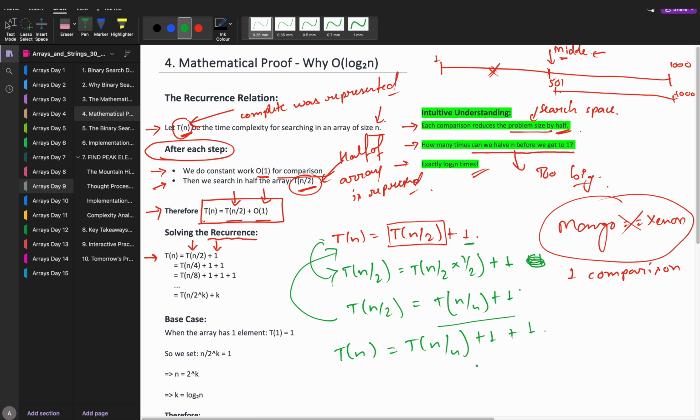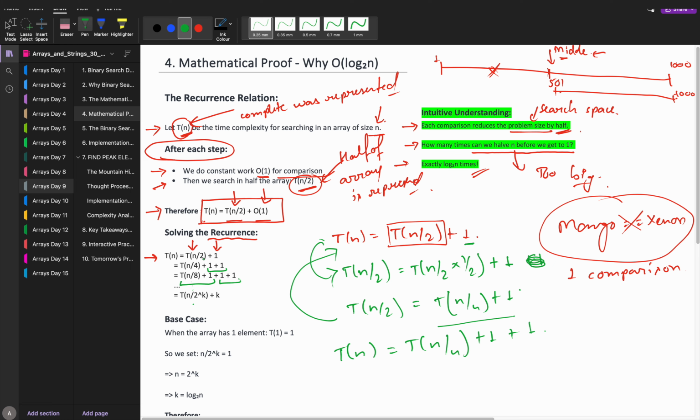Okay, that's how I can write it. Now if I go to the next step, earlier it was T of n by 4 plus 1. Now T of n by 4 will be replaced by T of n by 8 plus 1, and these two ones would be here. Correct? And this division will keep happening until somewhere it stops. Let's talk about that stopping point also, but at the same time, let's see what pattern we are generating.